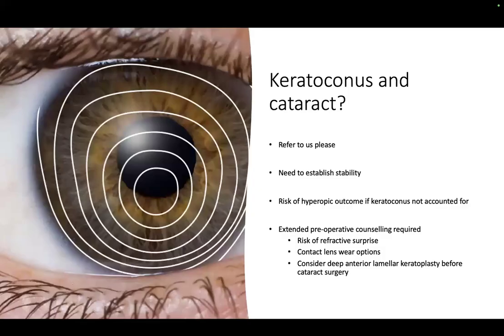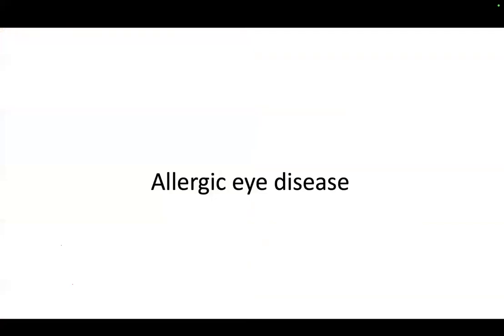Keratoconus and cataract, I've already said a bit about. There's a higher risk of refractive surprise in these eyes, for obvious reasons. So we generally will do these cataracts in the corneal service, not least because we want to establish that the cornea is stable before we do any cataract surgery on them. Okay, I'm going to pause there.